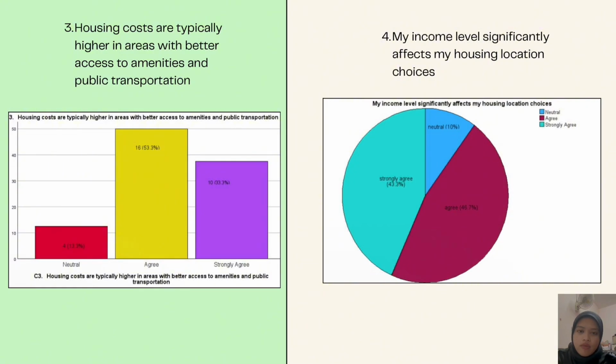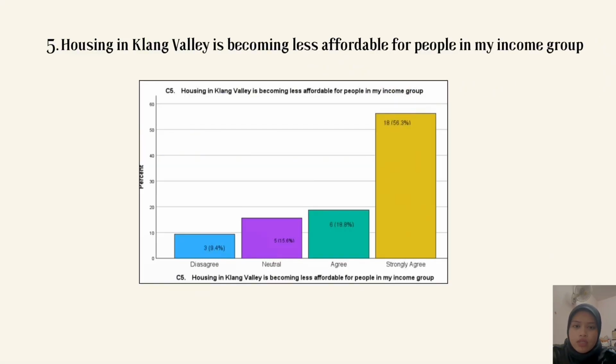Regarding income level, 46.7% agree and 43.3% strongly agree that it affects housing location choice. This confirms income as a critical factor influencing affordability. Finally, for housing affordability perception, 56.3% strongly agree, 80.8% agree, and 50.6% were neutral that housing in the Klang Valley is becoming less affordable for people in their income group. This highlights strong concern about worsening affordability conditions.